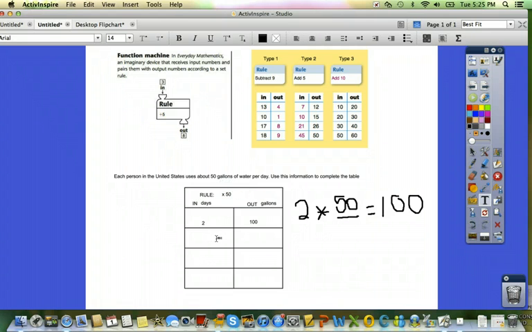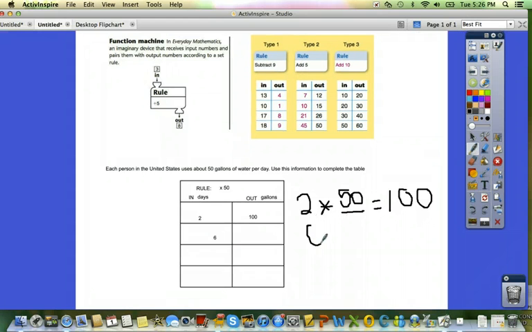Okay, so my next number would be, let's say we use 6 days. So in 6 days, that seems like an awfully big number, I think, in my head. So let me work it out. 6 times 50. And I know that I'm using 50 because I know that my rule is times 50. In goes my number of days, my rule will be 50, and out will come the number of gallons I will use.